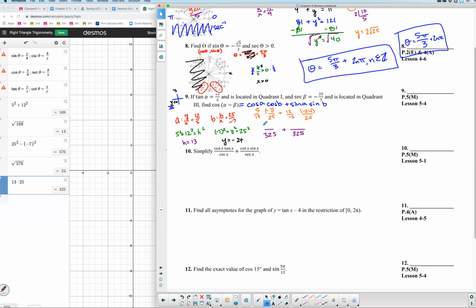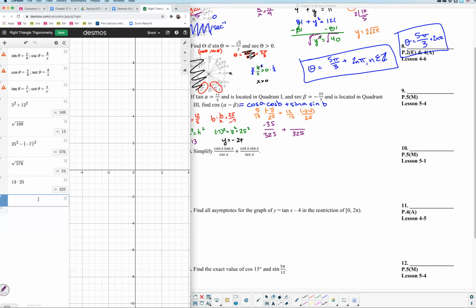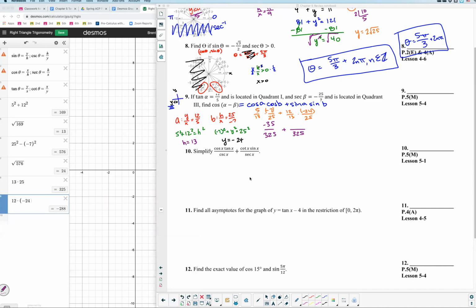Five times -7 is -35. 12 times -24 is -288. I'm going to switch that and make it -288. So when I subtract these across, let's see here.